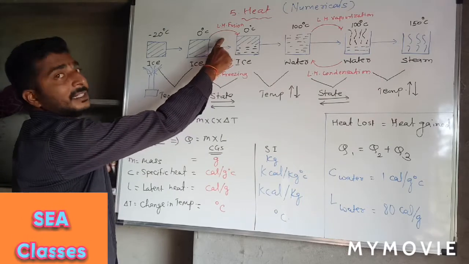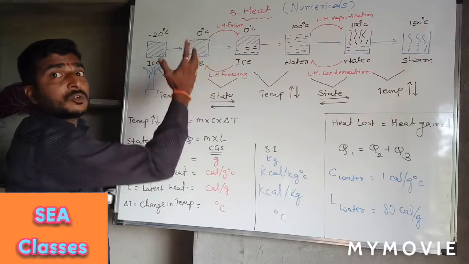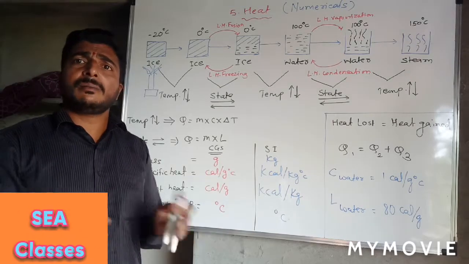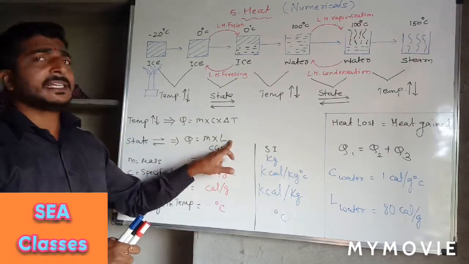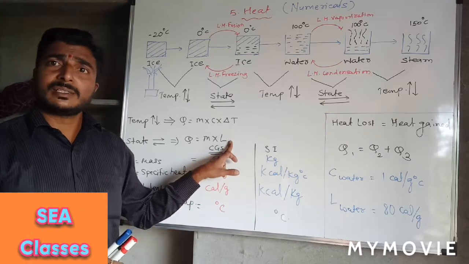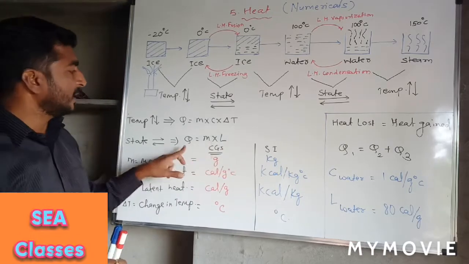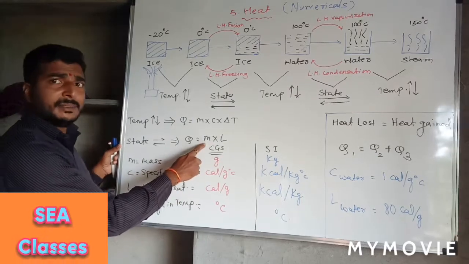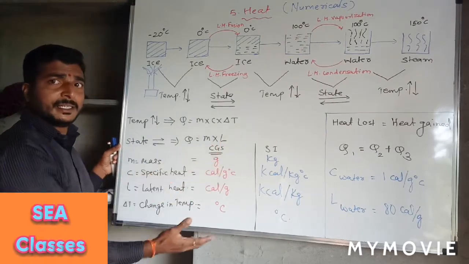At this stage we have considered the latent heat because the temperature remains constant here, and when the temperature remains constant, the difference in the temperature will be 0. That is why we don't take delta T here, because the change in the temperature is 0. That is why the second formula is considered as M into L, where M is the mass and L is the latent heat.